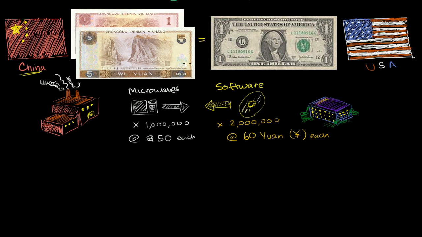And at the prevailing exchange rate, there is a demand in the United States for 1 million microwaves at $50 each. This is what the Chinese manufacturer can afford to sell his microwaves for in dollars at this exchange rate. Now, the US software manufacturer can sell 2 million units of his software at 60 yuan each, at 60 Chinese yuan. So first, let's just think about how much revenue each one is getting.